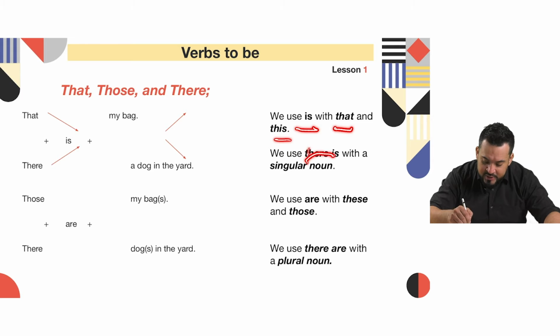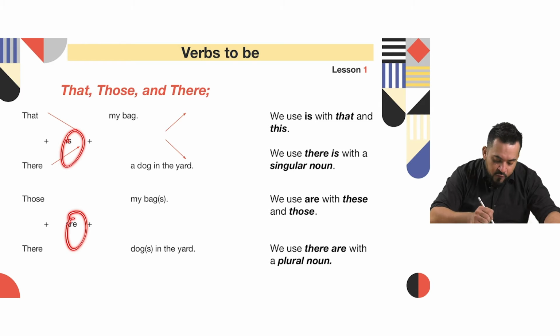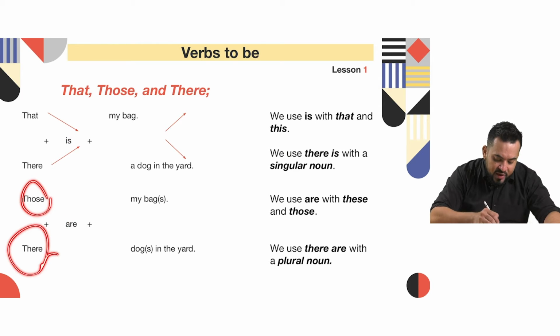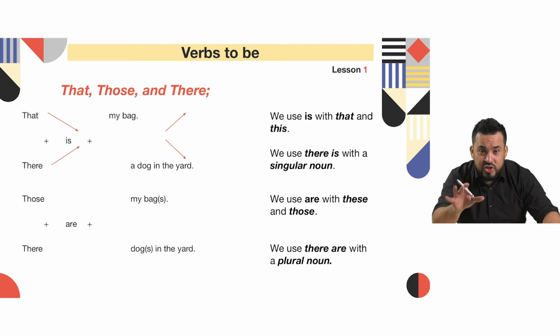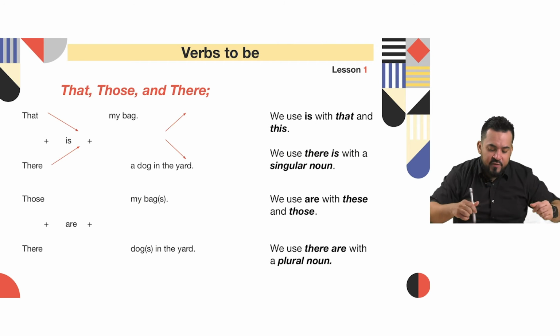We use there is with a singular noun. We use are with these or those. We use there are with plural nouns. Okay, so there could be used with is or are. Is for singular, are for plural. Those and these are always used with plural. Those are if they're far away, these if they're near.